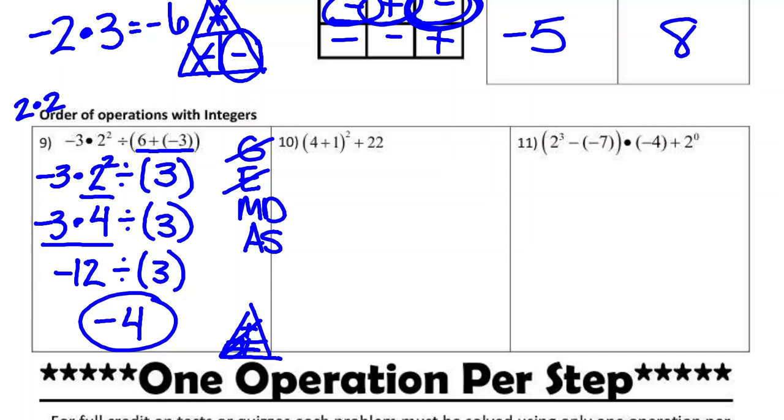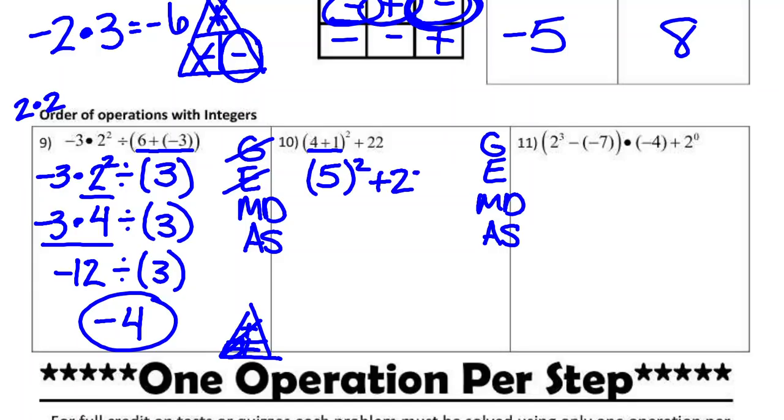Number 10, GEMDAS. Do you have any groupings? Yes. 4 plus 1 is 5. 2 to the second plus 22. Done with groupings. Do I have any exponents?